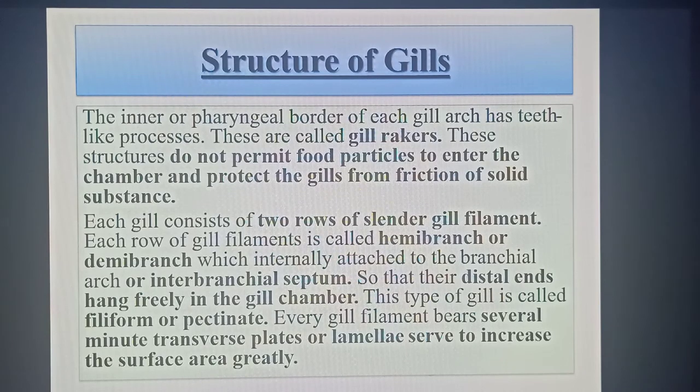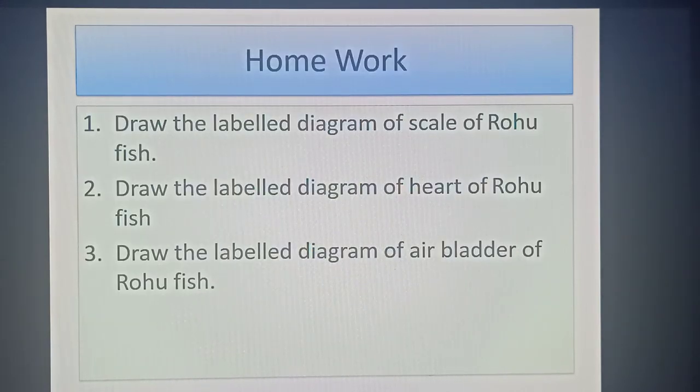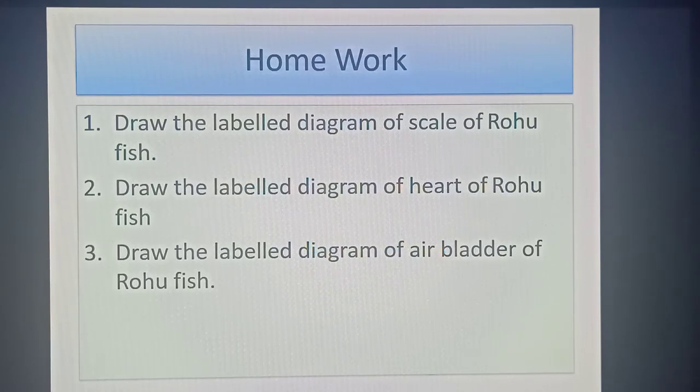And this is all about the structure of the scale, heart, air bladder and gills of Rohu fish. After completing all the topics, some homework for you. Number one, draw the labeled diagram of a scale of Rohu fish. The next, the labeled diagram of the heart of Rohu fish, and the last one, the labeled diagram of the air bladder of Rohu fish.